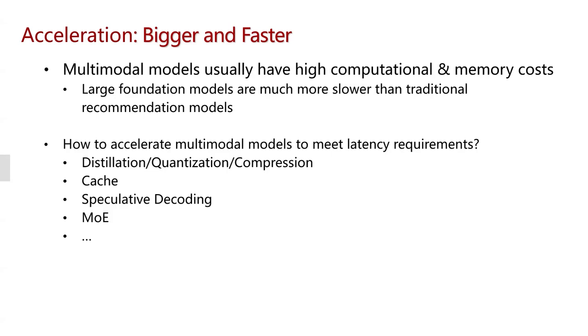There are many different methods for acceleration, for example, distillation, quantization, and compression. And for example, in language models, we can use KV cache, and we can use some speculative decoding techniques. And for example, we can use sparse activation using the mixture of experts and so on. So if we can accelerate the large foundation model to an acceptable cost in industrial recommender systems, then the recommender system can maximally embrace the large language models, right?